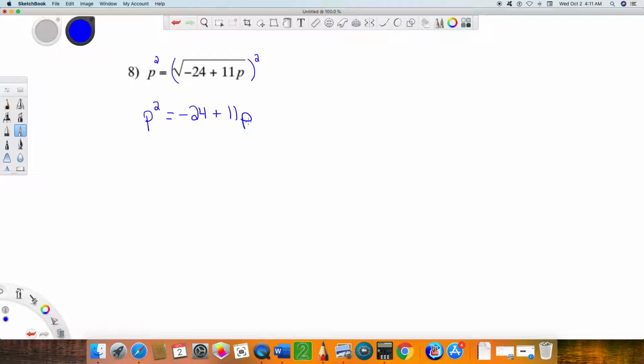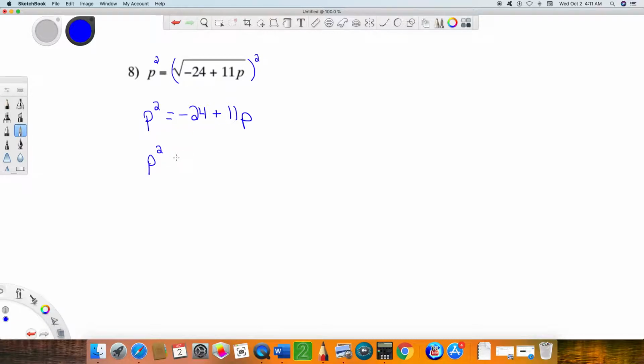Now, the solutions to a quadratic equation are never extraneous, but we started with a radical equation, and the solutions to radical equations may be extraneous. So let's get this equation in standard form.